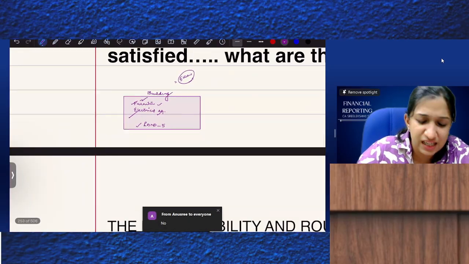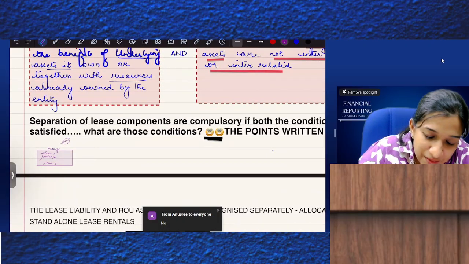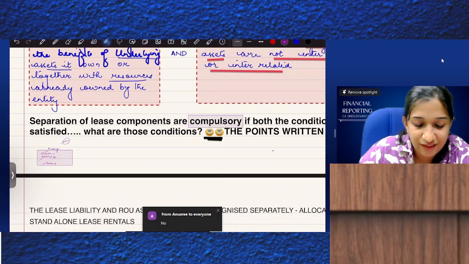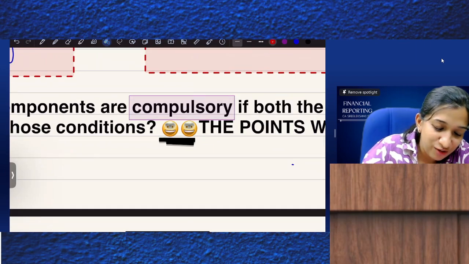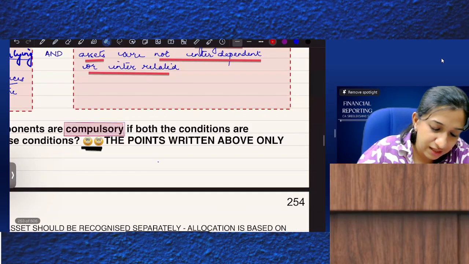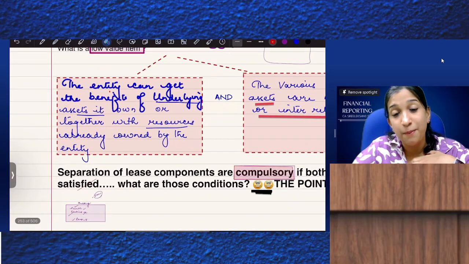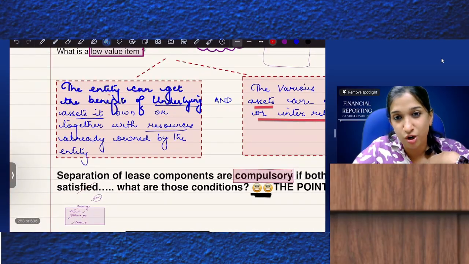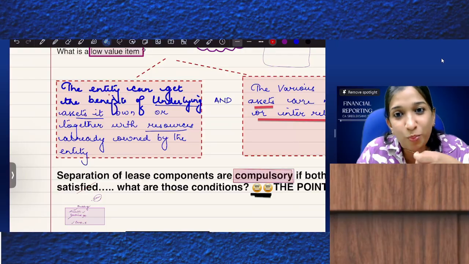Separation of lease components is compulsory if both the conditions are satisfied. If two conditions are satisfied, the various lease components are treated like a separate performance obligation.